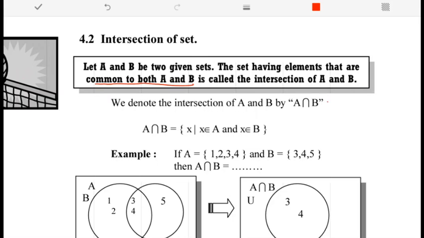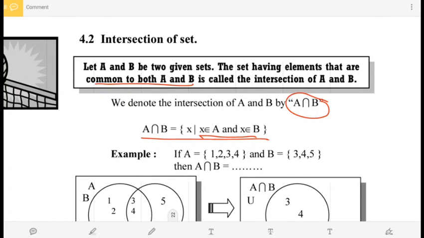And the symbol we use is like the opposite of union. The U is going down, okay? So the intersection of your A and B in set builder form is just x belongs to A and x belongs to B. That's the meaning of intersection. Okay, now let's have the example here.